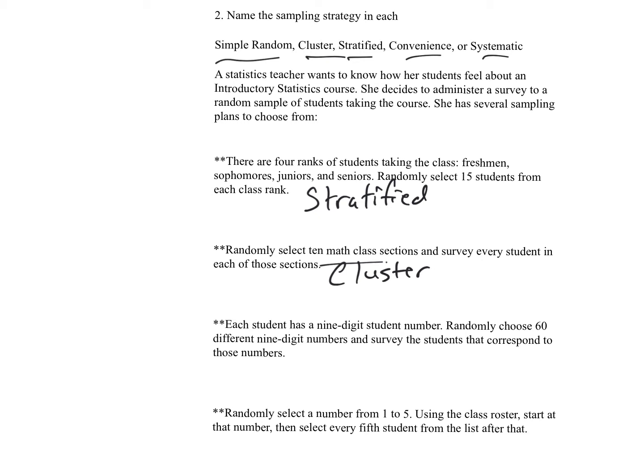The next one: each student has a 9-digit student number. Randomly choose 60 different 9-digit numbers and survey the students that correspond to those numbers. Simple random. Simple random. And the last one: randomly select a number from 1 to 5. Using the class roster, start at that number, then select every 5th student from the list after that. And guys, that is systematic. Excellent.